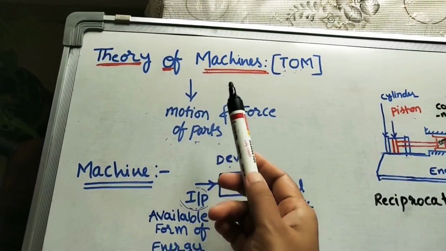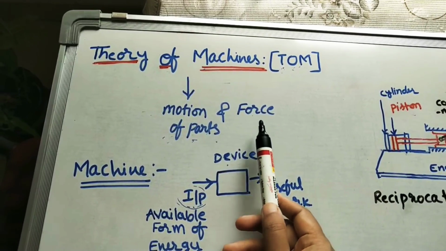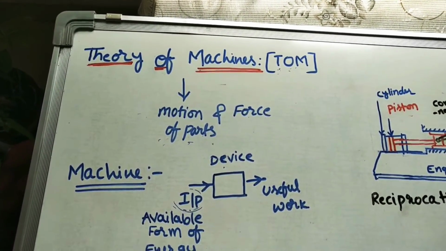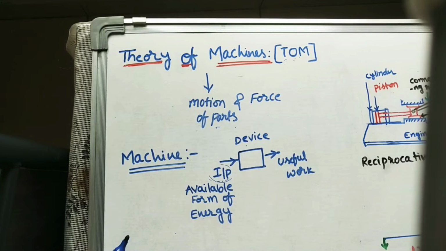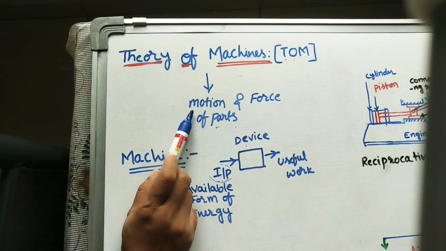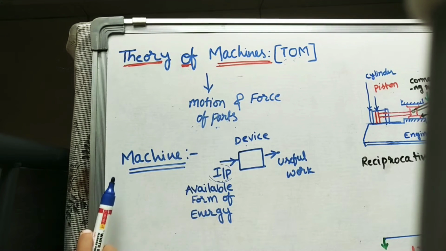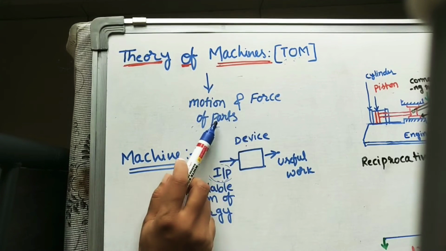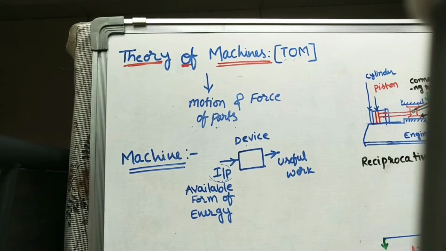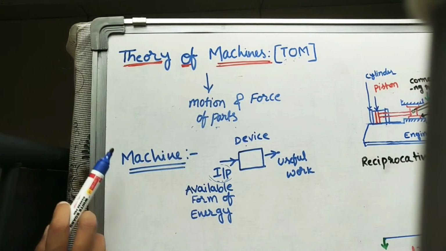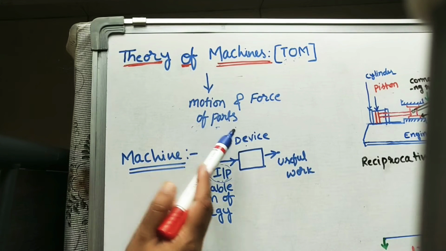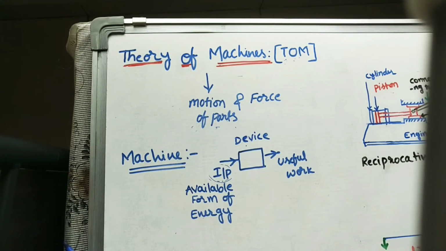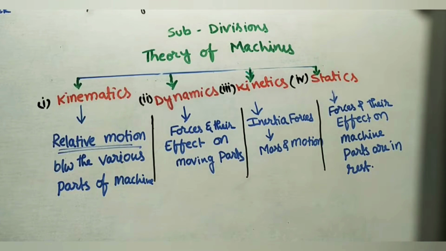It finds the velocity of those parts, as well as how much force is acting on those moving parts. Definition of theory of machines: it is a branch of engineering science which studies the relative motion of machine parts and the forces on those parts. That's why this subject is very important for a mechanical engineer for designing machine parts. In it he will study what the velocities of those parts are and what forces are acting on those parts.